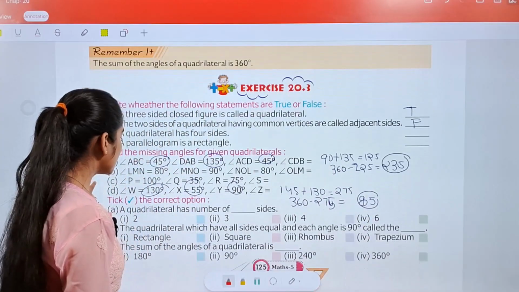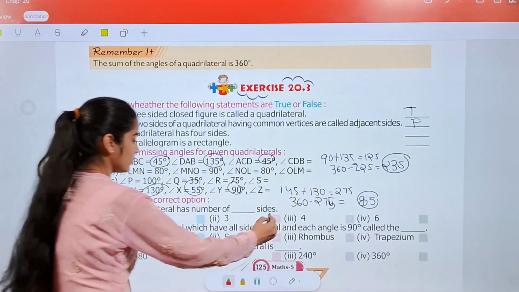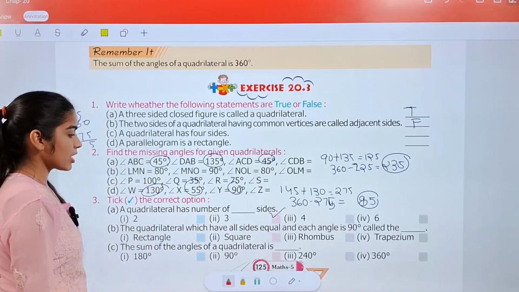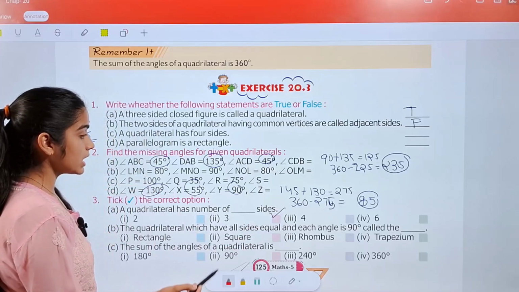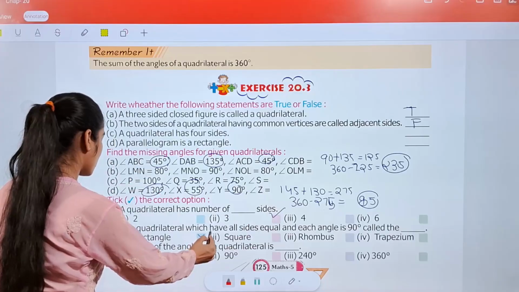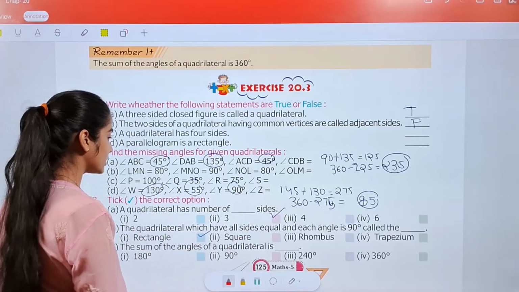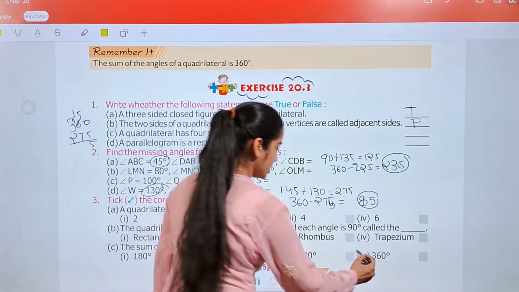उसके बाद a quadrilateral has number, कितनी sides होती हैं? 4 sides होती हैं. The quadrilateral which has all sides equal and each angle is 90 degrees, it's called a square. The sum of all angles of a quadrilateral is equal to 360 degrees.